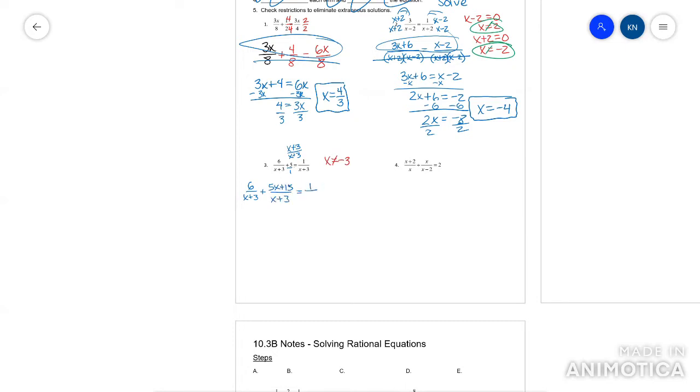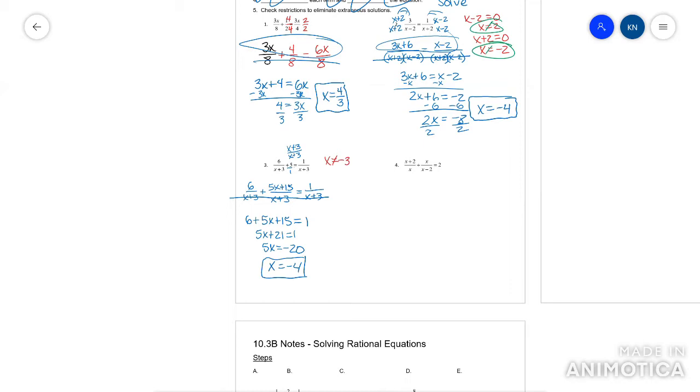And then that 1 over x plus 3 doesn't need to change either. Once the denominator is the same, you can basically ignore it and just look at your numerator. 6 plus 5x plus 15 equals 1. Combine your like terms. Subtract 21. Divide by 5. Nothing to it. And then just make sure it's not your restricted value up here.